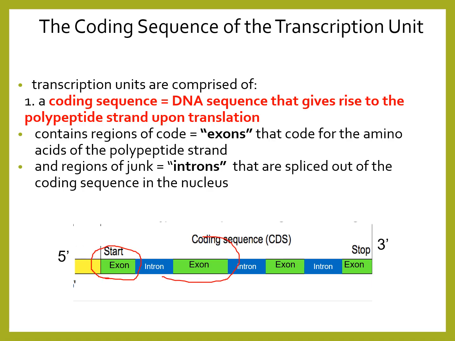And we have 4 of them here in this picture. They are the bright green segments that I'm circling right now. The in-between regions of junk, which are not going to become amino acids in the polypeptide, these are called introns. And they are spliced out of the coding sequence, so they are not even going to remain in the RNA transcript. Now, the reason why they're called exons and introns is because exons eventually become expressed as amino acids in a polypeptide, and the introns are the in-between regions of junk that are going to get cut out.